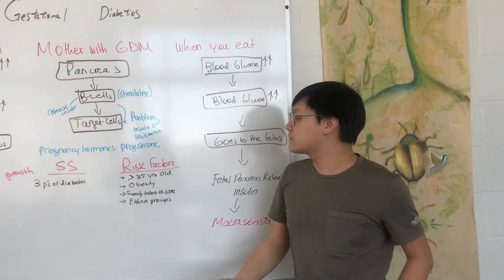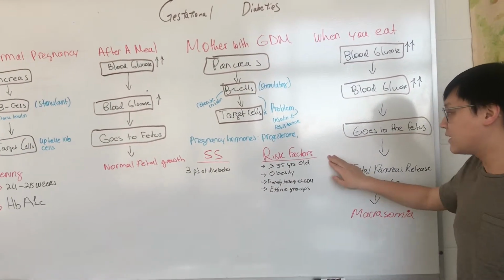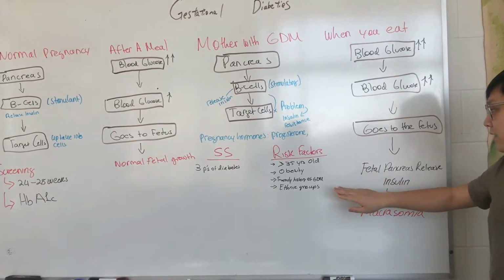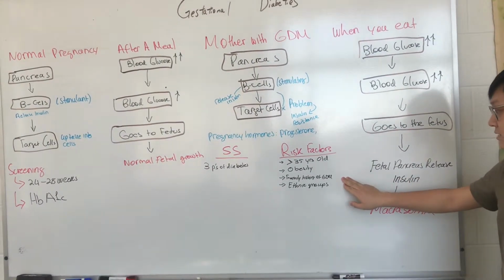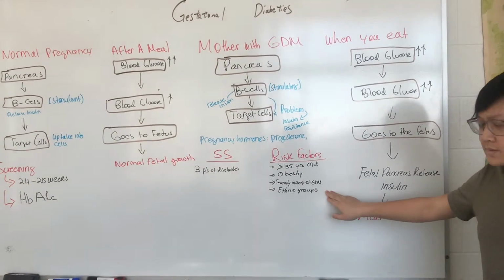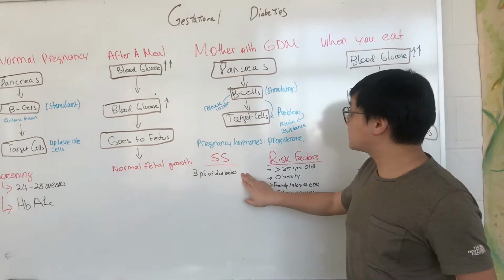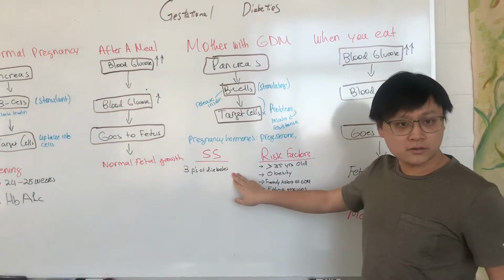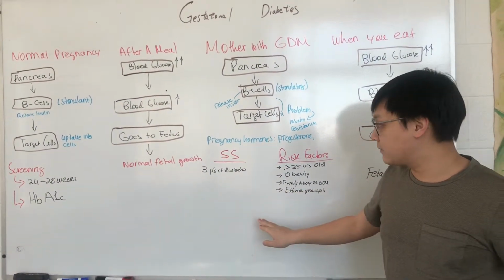So there are several risk factors for gestational diabetes. If you're over 35 years old, if you have obesity, if you have a family history of gestational diabetes, and specific ethnic groups have higher risk factors, like Southeast Asians. So the signs and symptoms of gestational diabetes are the 3 P's of diabetes: polyuria, polyphagia, polydipsia.